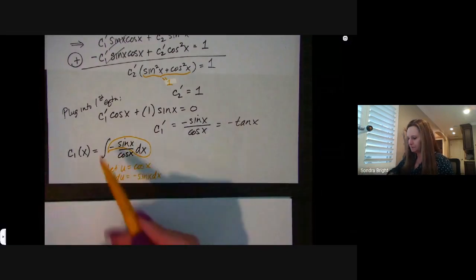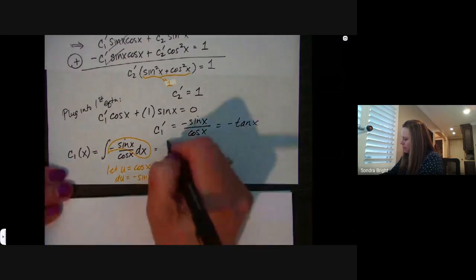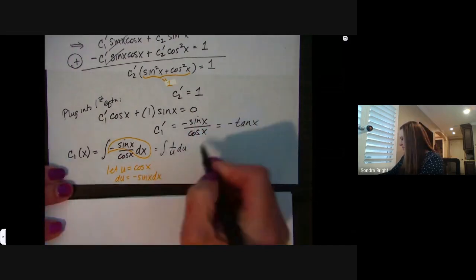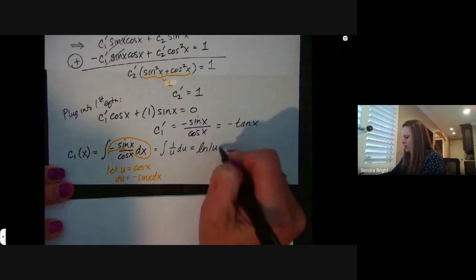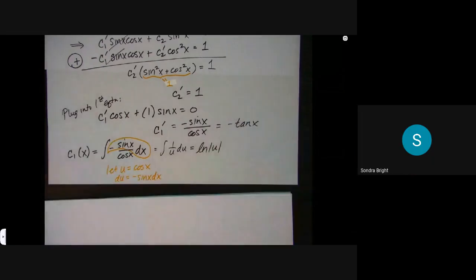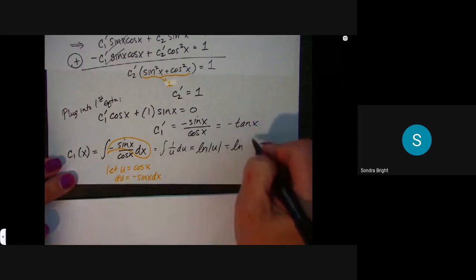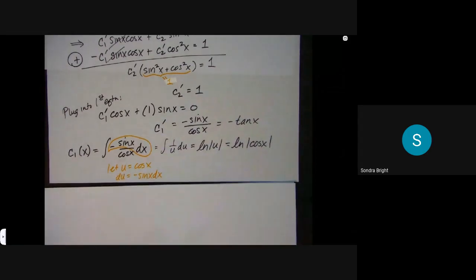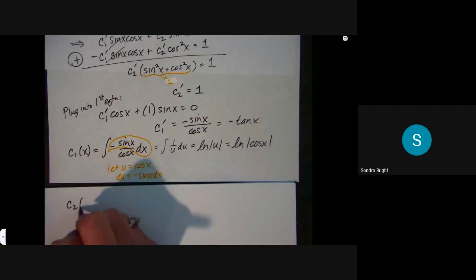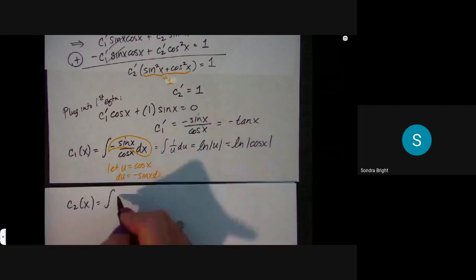So this is 1 over u du, which of course we know the antiderivative of is the natural log of the absolute value of u. And now don't forget to replace that u back. We let u be cosine of x, so that means it's the natural log of the absolute value of cosine of x. All right, then we're going to do the same thing with C2. C2 is some function of x, and we'll find it by integrating the derivative of C2, which we said was 1 with respect to x. And so that one is just x.